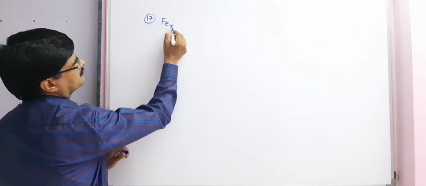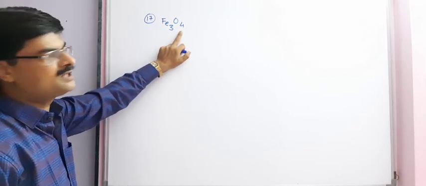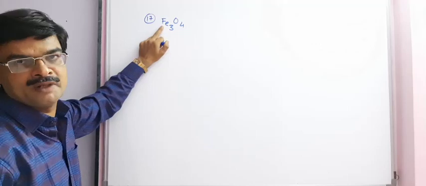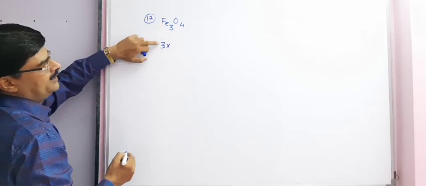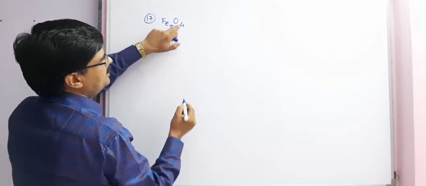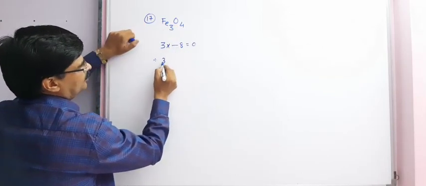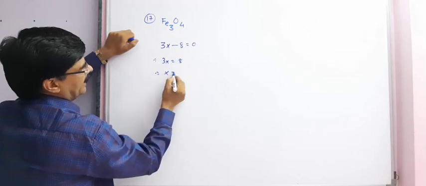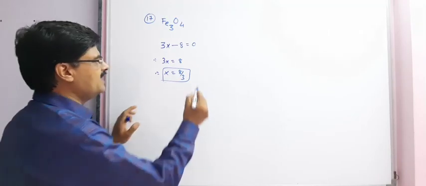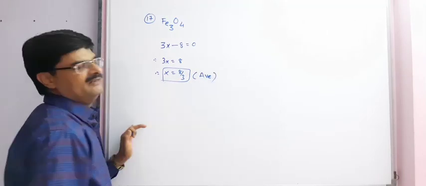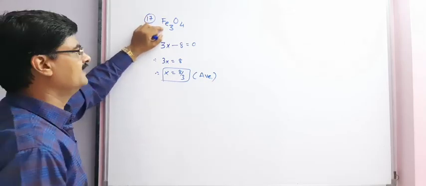Fe3O4. First find out the oxidation state of Fe by using the formula method. Say X for Fe, so we have 3 atoms, so 3X. For each oxygen we have -2, so 4 times -2 is -8, and the sum is equal to 0. So 3X is equal to 8, so X is equal to 8 by 3. But again I say, remember this is the average oxidation state.